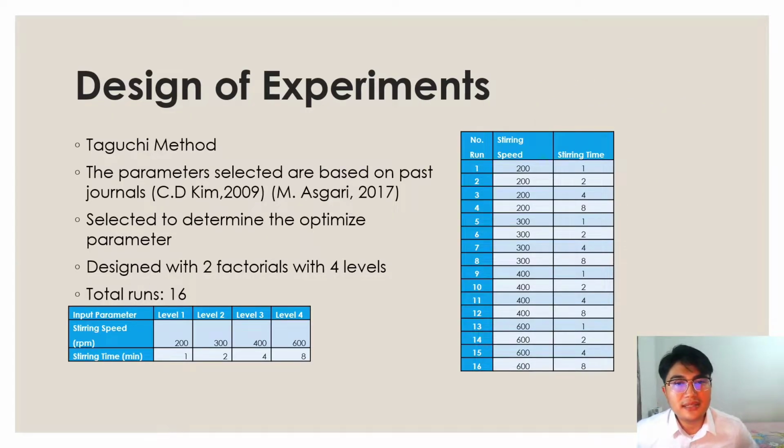So for my design of experiment, or DOE, the method chosen is the Taguchi method. The parameters selected are based on past journals, and they are selected to determine the optimized parameters. It is designed with two factors at 4 levels, with a total of 16 runs. So my parameters are stirring speed and stirring time.